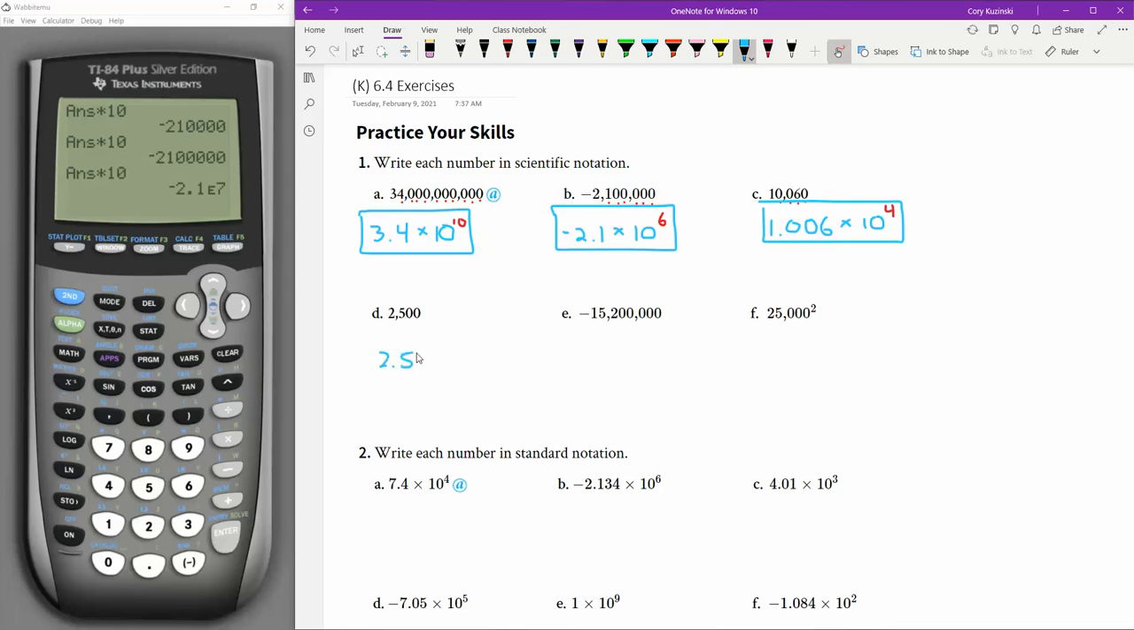2.5 times 10 to the third power. -1.52 times 10 to what power? 1, 2, 3, 4, 5 zeros plus the 2 and the 5 makes 7th power.